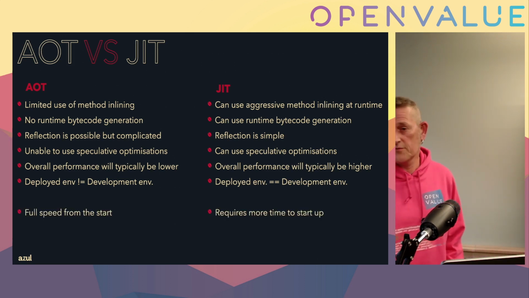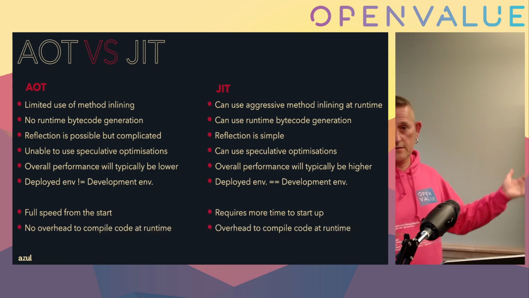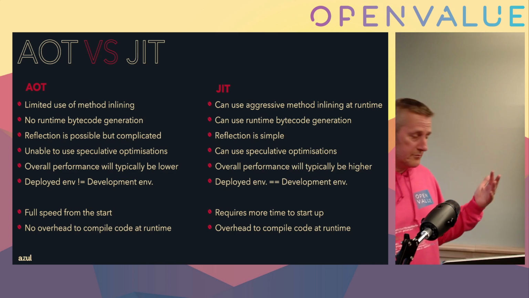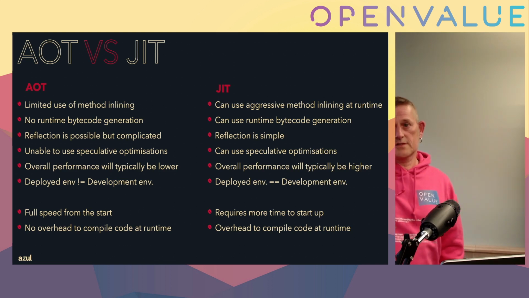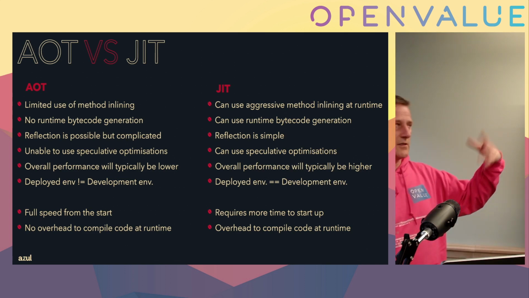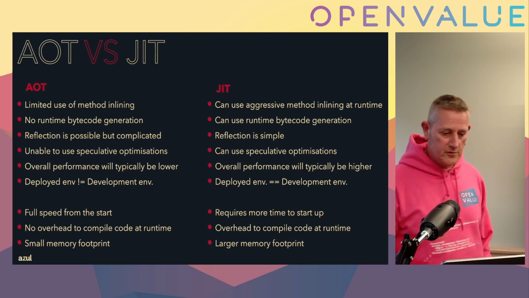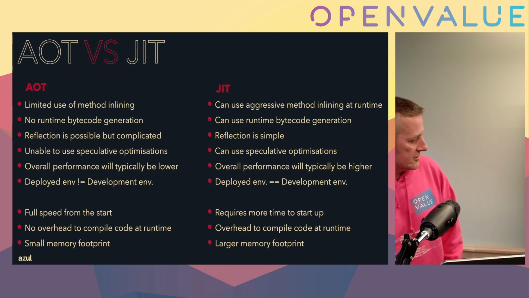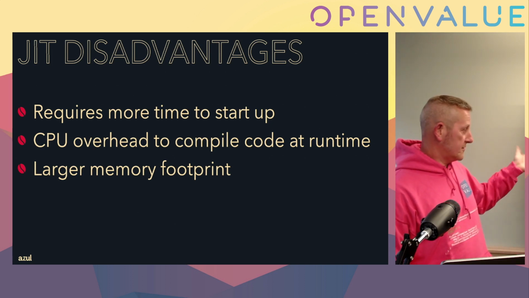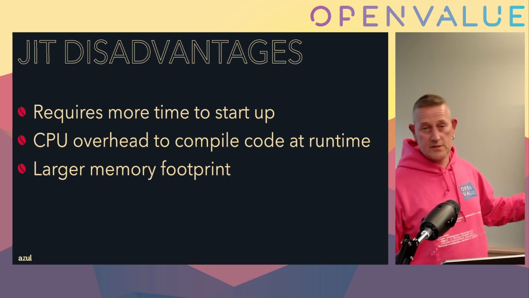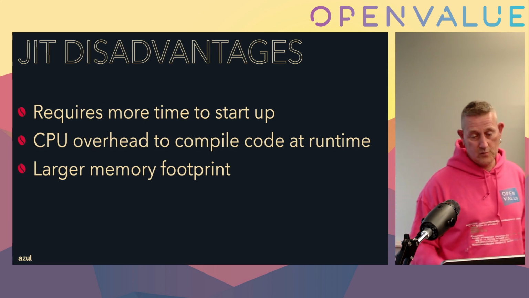On the other hand, it's really fast, no doubt about that. And we don't have any overhead at runtime, because at runtime it's already compiled, where the JIT has to go through this thing that we saw, interpretation, C1, C2, and so on. And the small memory footprint, of course. The JVM is bigger than that. That means we have some disadvantages. The JIT needs more time to start up, CPU overhead and memory overhead compared to AOT.